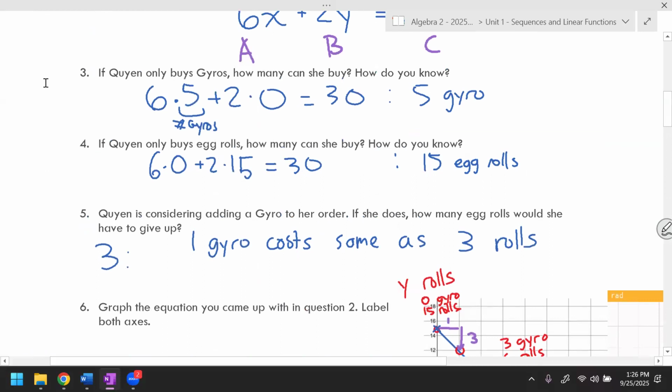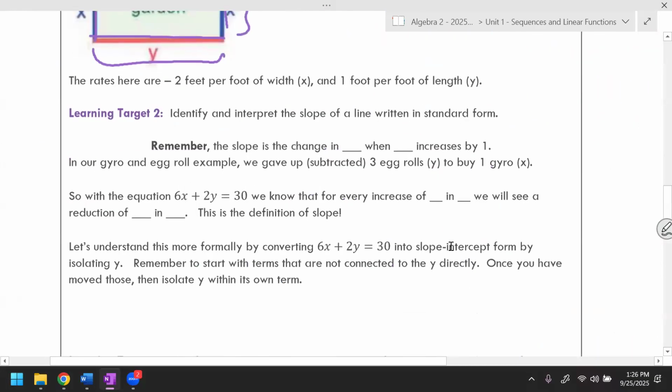Where did I see that before? In my question 5, right? Where for every euro I gave up, I had to go down by 3 egg rolls. So it looks like our slope is almost like our exchange rate between our euros and our egg rolls, right? Every euro I gave up, I could get 3 more egg rolls. So remember, the slope is the change in y when x increases by 1. When the number of euros went up by 1, our number of egg rolls went down by 3.